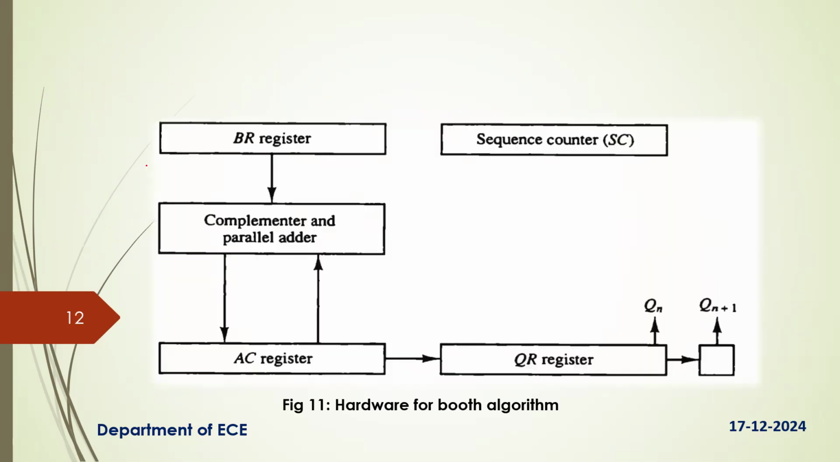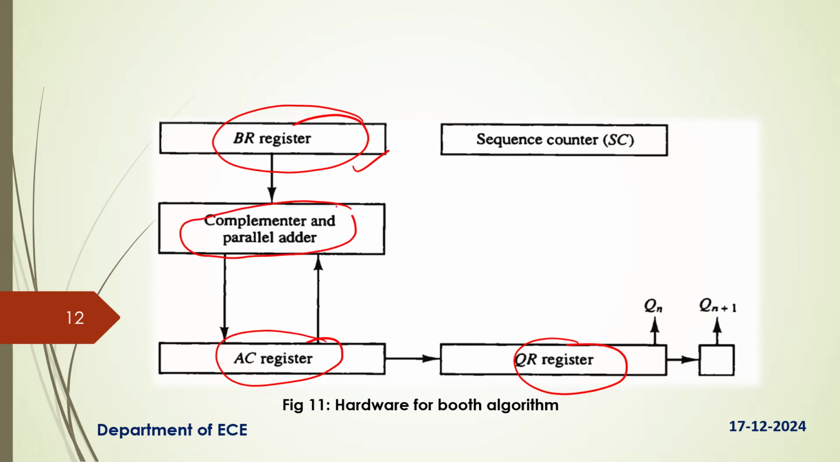Now this is the hardware required for the Booth algorithm. We require one BR register, one accumulator register, and one QR register. I will tell you the purpose of these registers. We also require one complementer and a parallel adder. The complementer performs the 2's complement. Then there is a counter, the sequence counter.